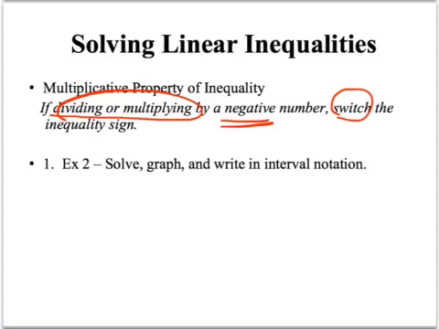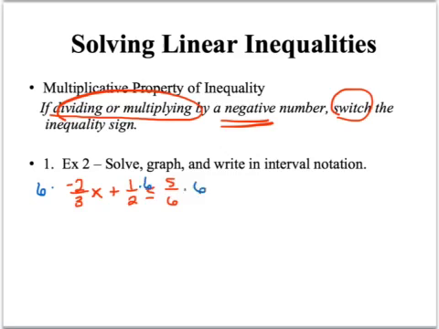We want to solve this, graph it, and then write it in interval notation. So we have negative 2/3 x plus 1/2 is less than or equal to 5/6. Well, the first thing I would do is get rid of fractions. To get rid of a fraction, you multiply by the common denominator. We have a 3, a 2, and a 6. If I multiply every term by 6, I will not have to worry about my denominators.